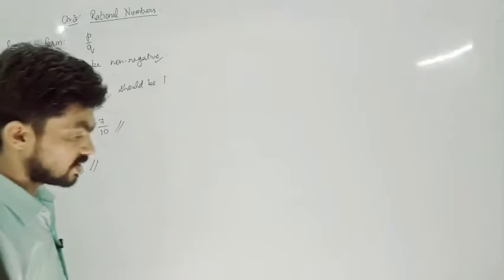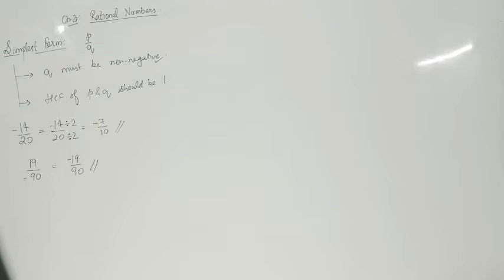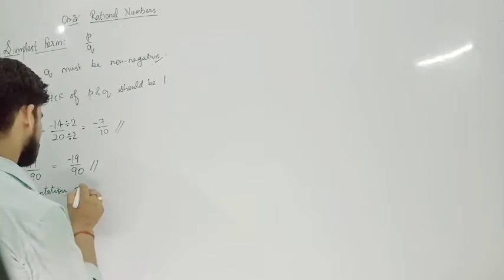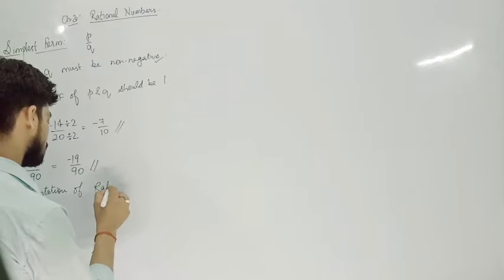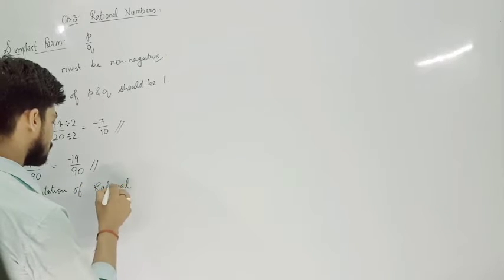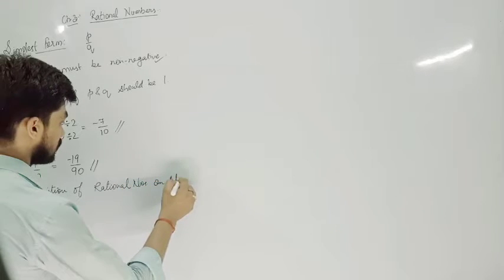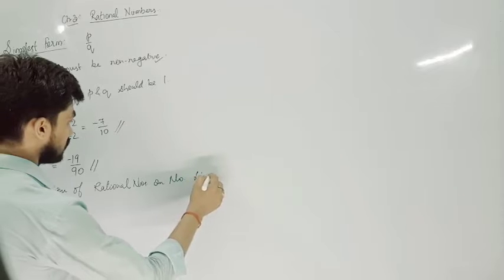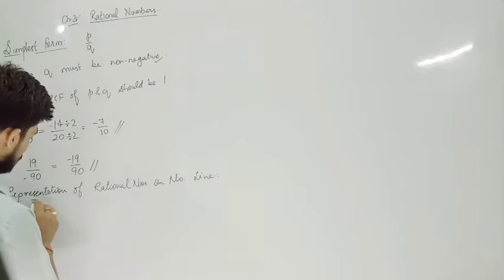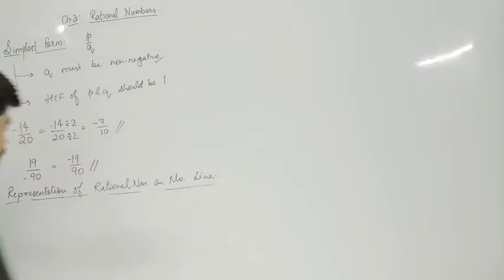Next, what I am going to tell you is very, very important, and you should be very attentive while watching that concept, and that is the representation of numbers. Which numbers? Rational numbers on the number line. How to represent them, that we have to learn in this section.